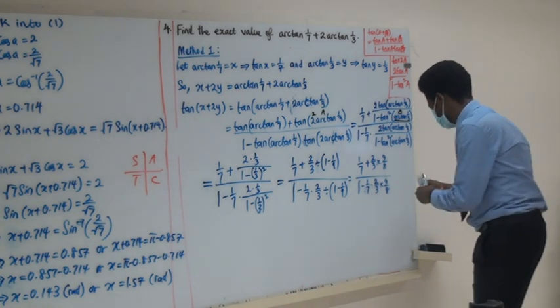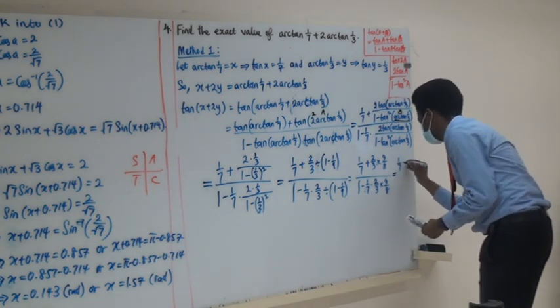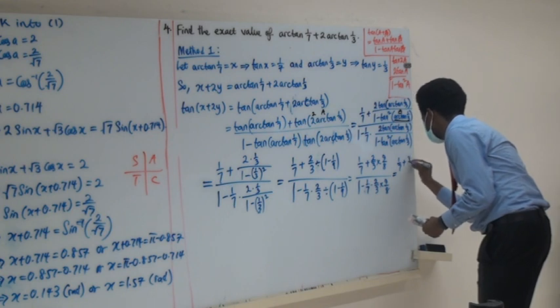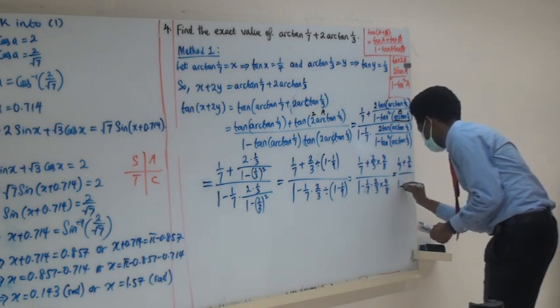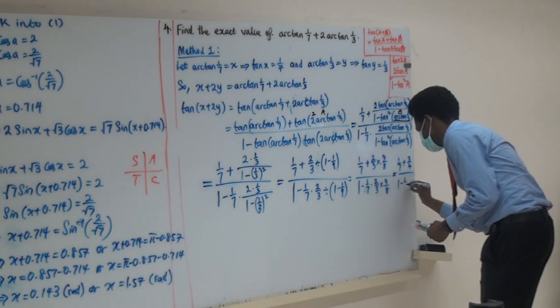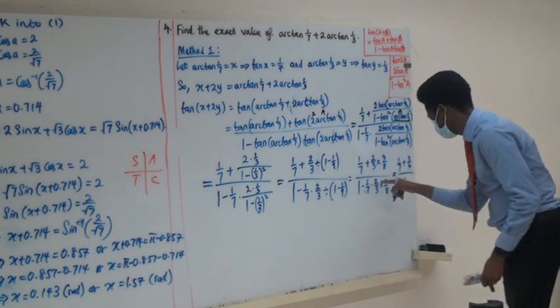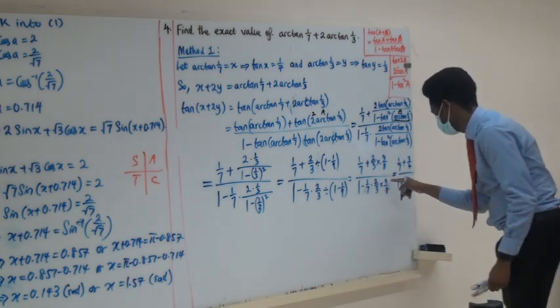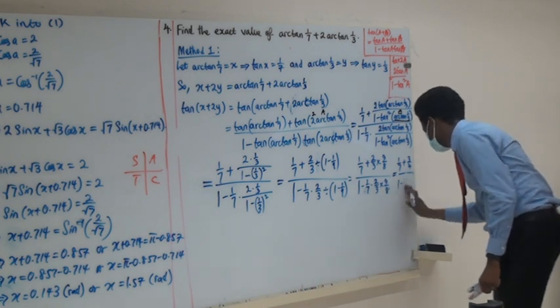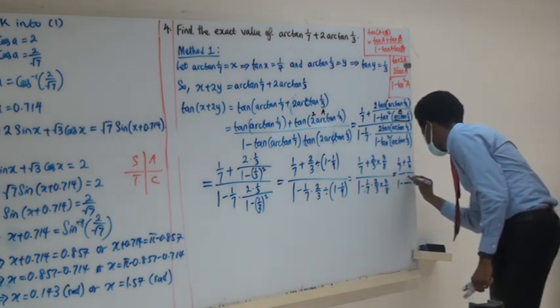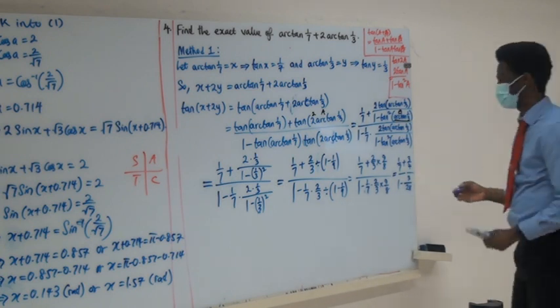So what do we have at the top? 1 over 7 plus 3 over 4, over 1 minus 1 over 7 times 3 over 4. Actually, you can multiply straight away. 4 times 3 over 28.